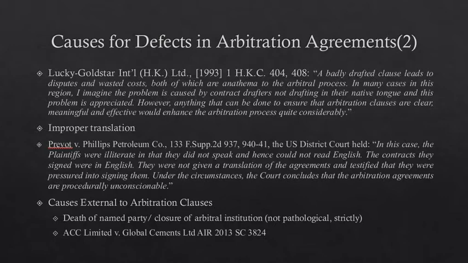Note that in certain contexts, not providing non-English versions of the arbitration clause may even invalidate the arbitration clause, especially where one of the parties is a non-English speaker, where such party is in an unequal bargaining position. For example, in the case of Prevost versus Phillips Petroleum, an American case, the United States District Court held: In this case, the plaintiffs were illiterate in that they did not speak English and hence could not read English. The contracts they signed were in English. They were not given a translation of the agreements and testified that they were pressured into signing them. Under the circumstances, the court concludes that the arbitration agreements are procedurally unconscionable.